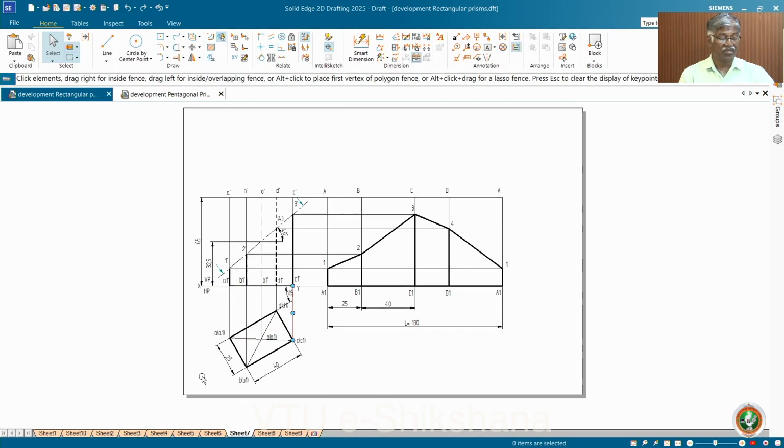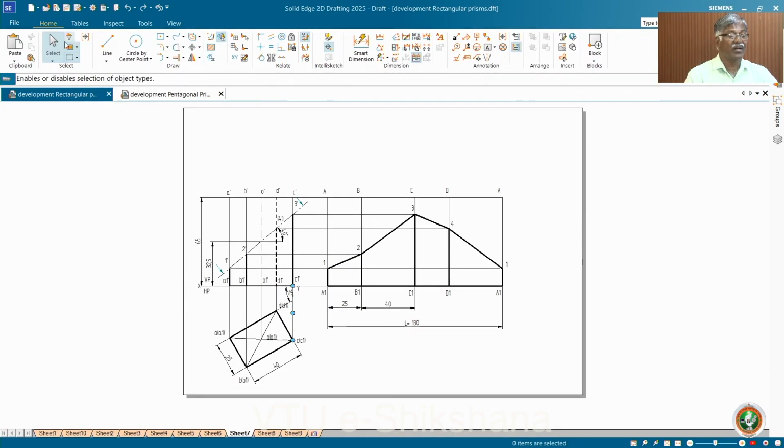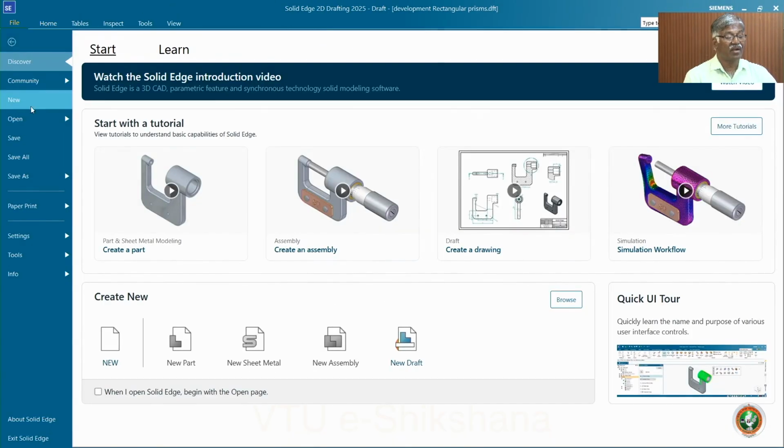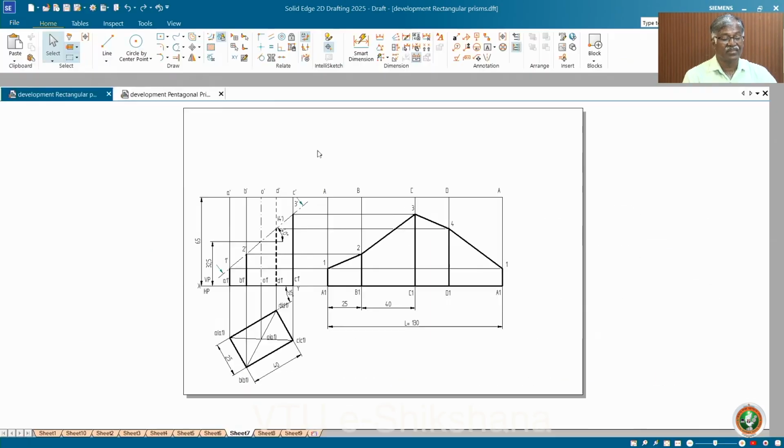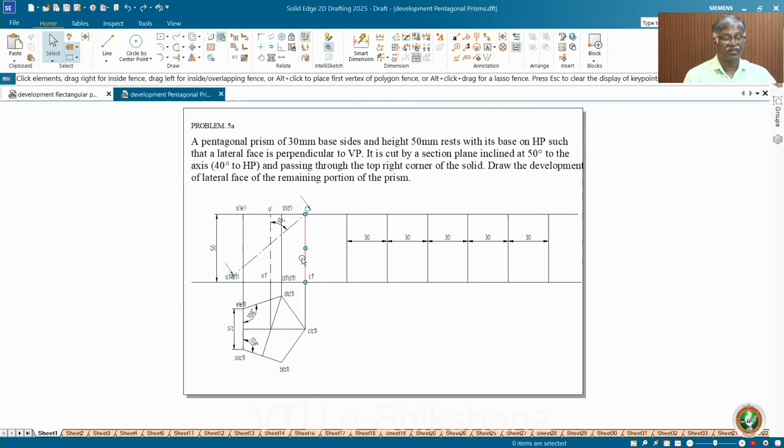Okay. Now this is about the rectangular prism. Now let me shift to pentagonal prism. So there, simple problems I worked, and I will just check whether the alternate problems are there or the same type of problems are there. Then again pentagonal prisms, yes. See here I got the same problem.